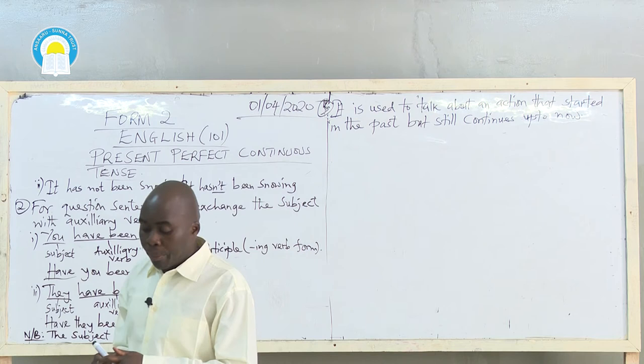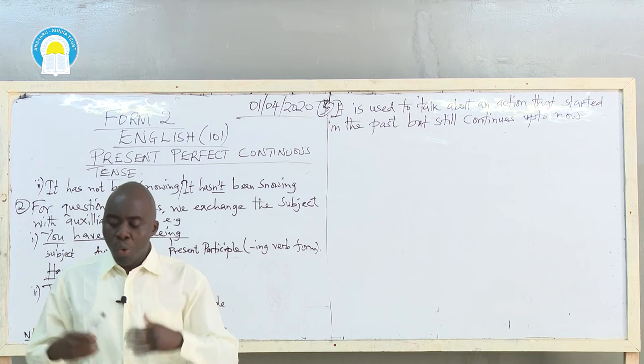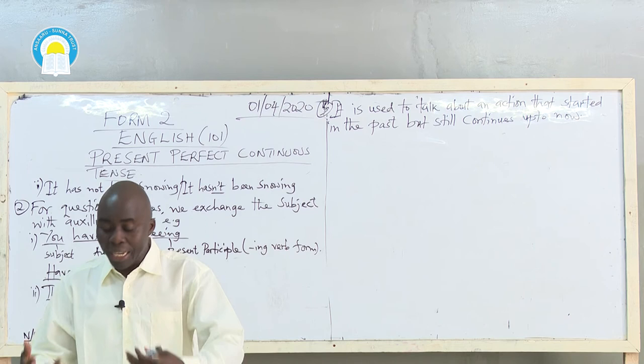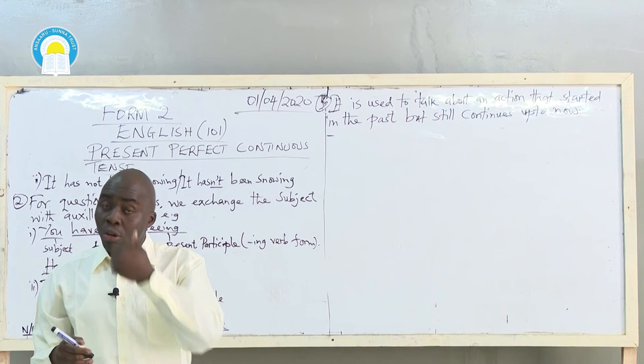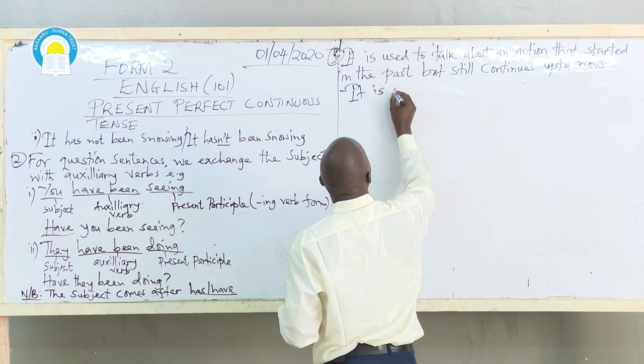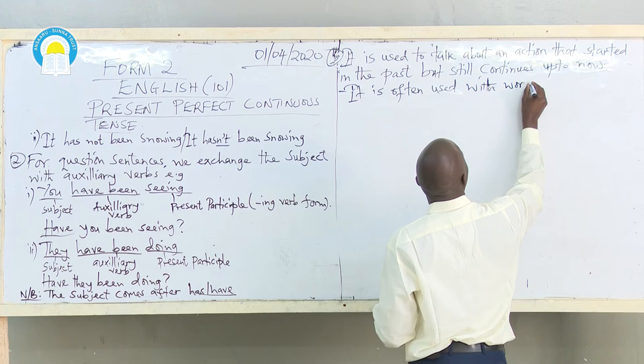So the third use of the present perfect continuous tense is that it is also used to talk about an action that started in the past, but even as we are talking up to now, it still continues. In this case, you'll realize that it is mostly used with the prepositions for and since. So this one is often used with the words for or since.